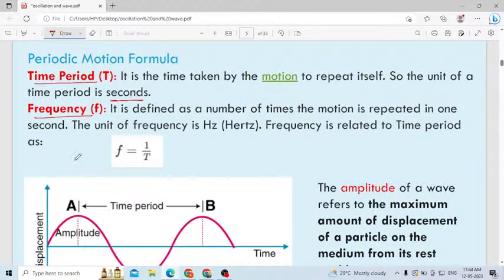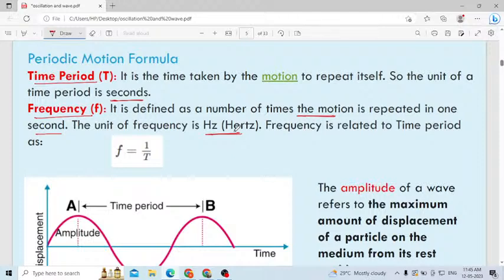Understood? Second one, frequency. It is defined as the number of times the motion is repeated in 1 second. In 1 second, how many times the motion gets repeated, that is nothing but frequency. You can also consider it the number of oscillations per second. The unit of frequency is hertz. In simple words, frequency is the number of oscillations per second. In the simple pendulum, we consider how many times it oscillates in 1 second. That is nothing but frequency.